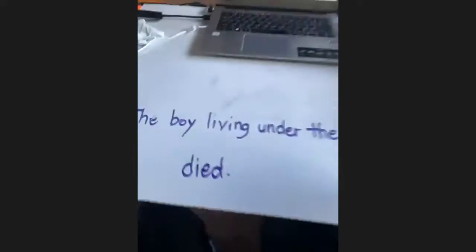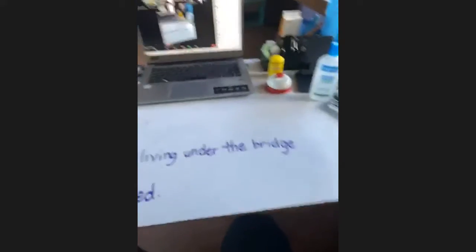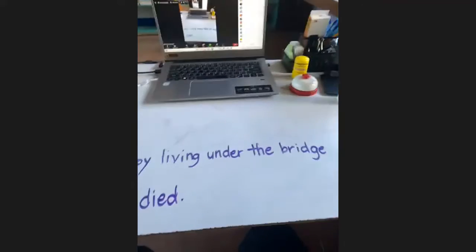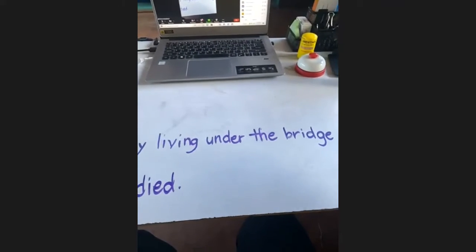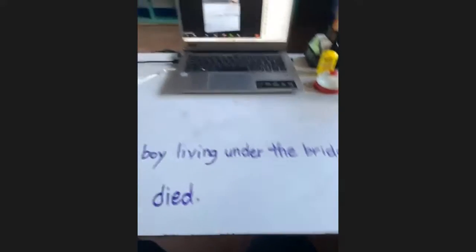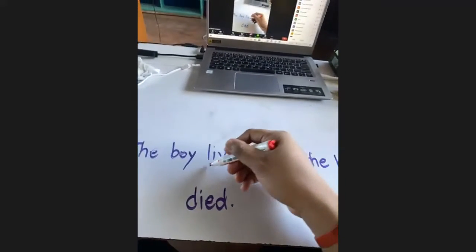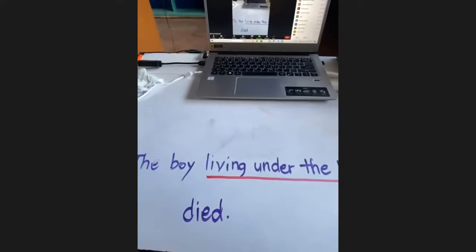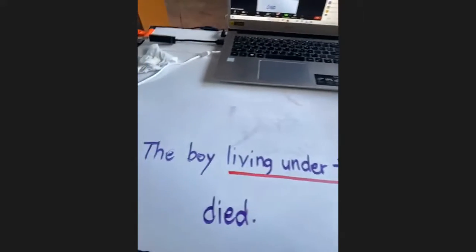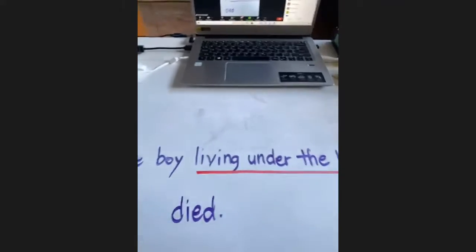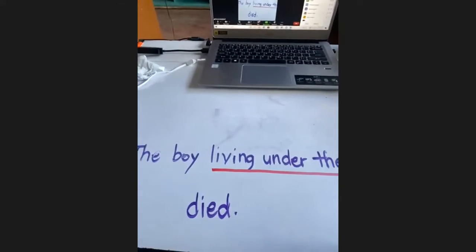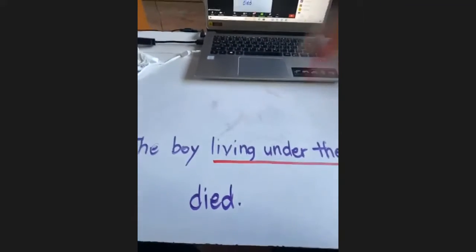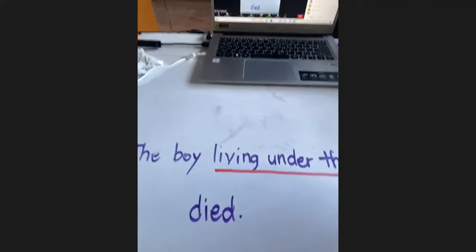This is your sentence. The boy living under the bridge died. So you have here an ing phrase. Take note, an ing phrase. You have living under the bridge. Is it a gerund? It's not. If it were a gerund, it should function as a noun. But what does this do in the sentence? It tries to describe the word boy. Describe the boy who died.